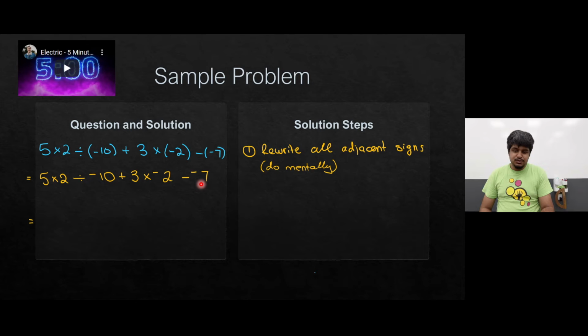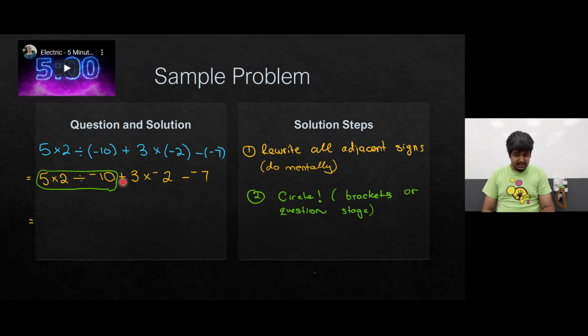That's really, we're dealing with a positive, okay? Next up, circle the brackets or question stage. Let's go ahead and circle a little bit. So 5 times 2 divided by negative 10 is 1 circle. This is not a problem. We're okay with negatives. This is a problem. We cannot have this plus sign, so we need to make another circle.